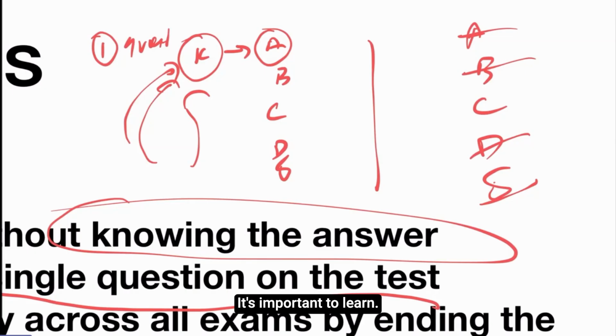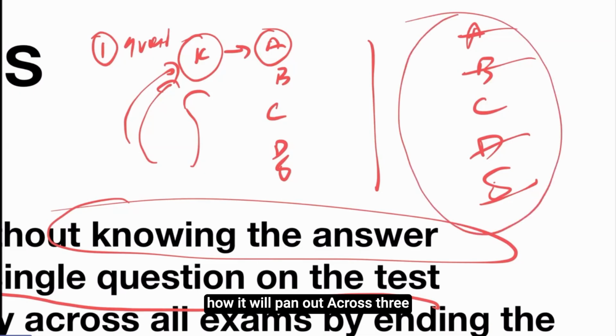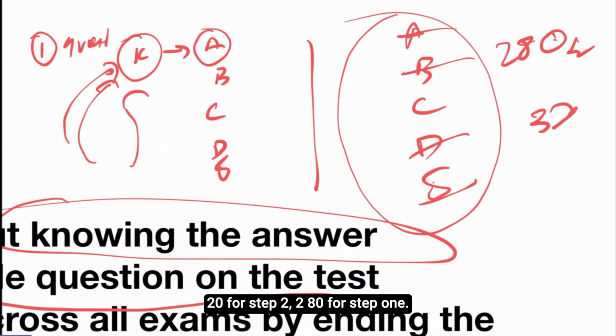It's important to learn. I'm not saying you shouldn't, but the resource overwhelm that comes is coming from assuming that you have to know the answer. If you figure out a way when you don't know the answer, that's how it will pan out across a 320 for Step 2, 280 for Step 1, and that will lead to a massive score improvement.